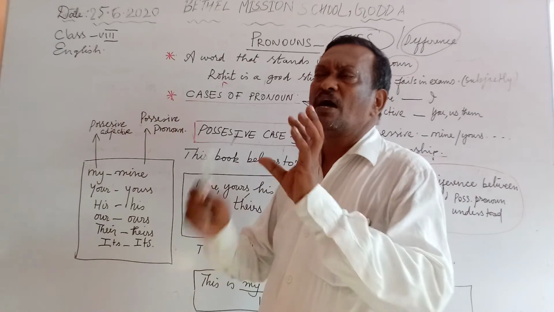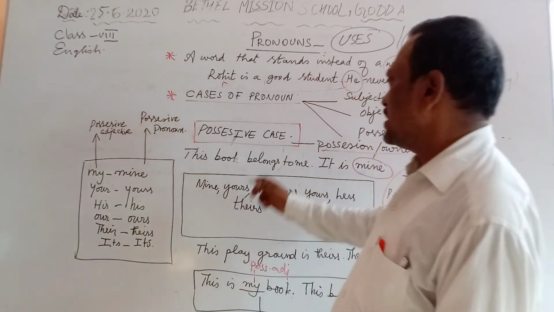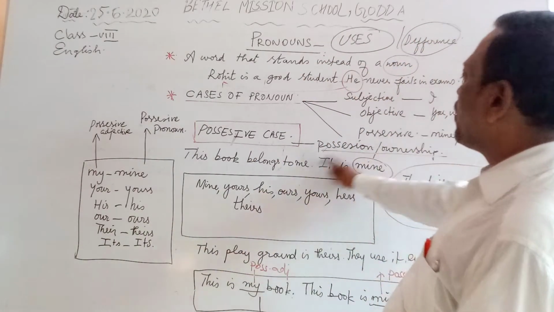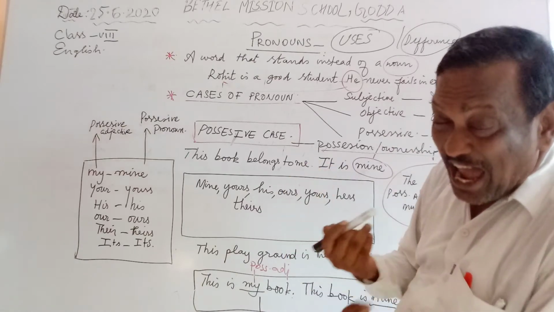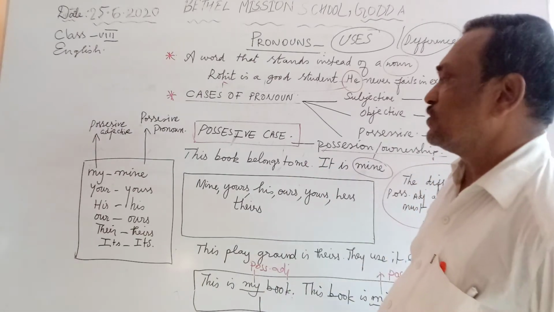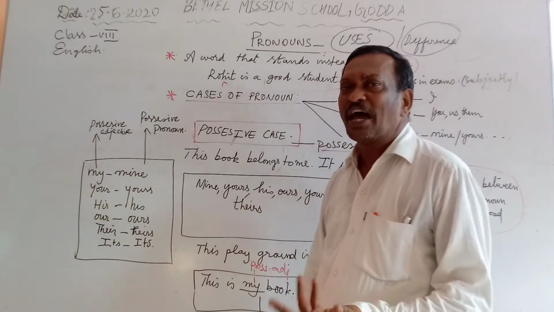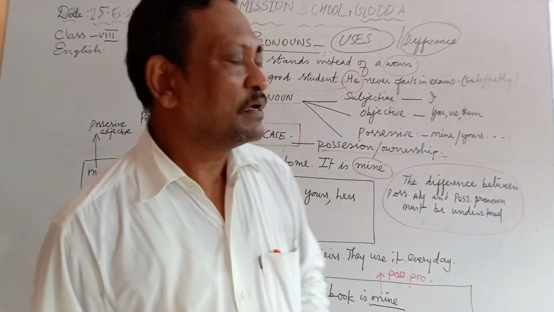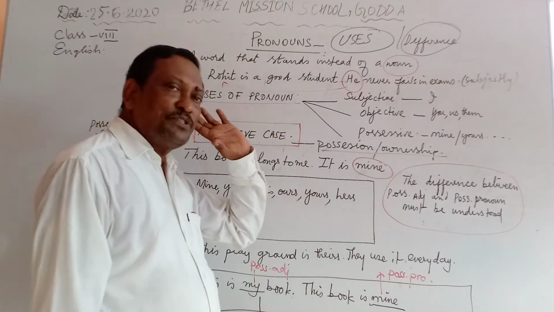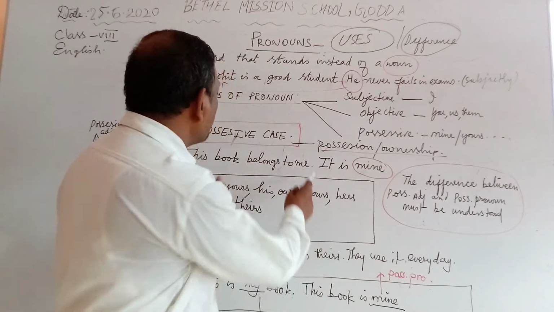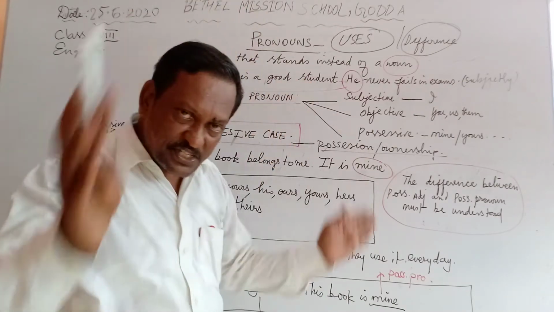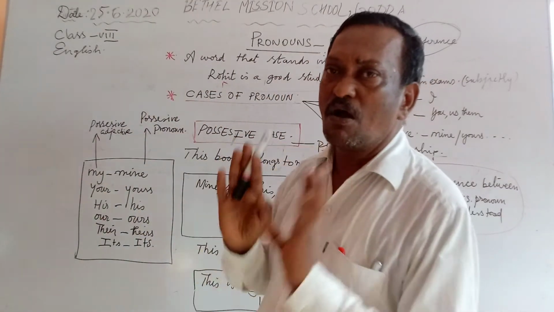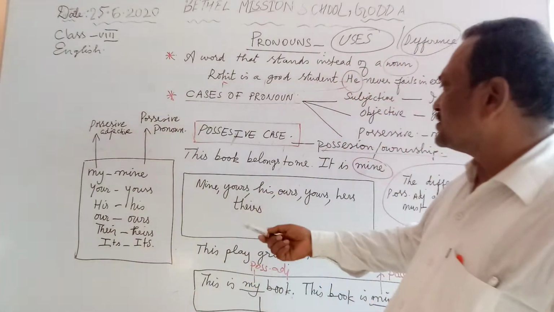What do you mean by the word possessive? It means ownership or possession or having something. Ownership, possession or having something, they all mean the same. So the word that you need to keep in mind when you think of possessive cases is possession, nothing but possession, ownership. Look at the sentence.